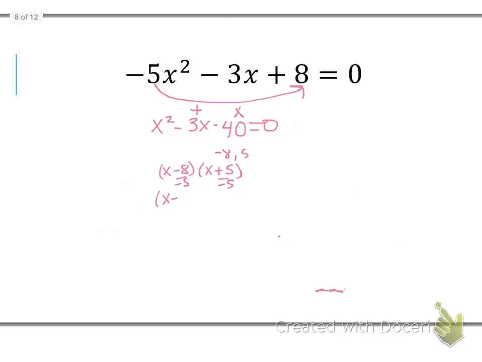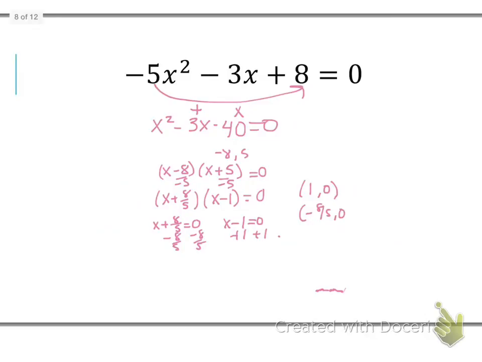2 negatives make a positive, so this becomes 8 over 5. And this becomes x minus 1. It's still set equal to 0. So we got to set these both equal to 0, so x plus 8 over 5 equals 0, x minus 1 equals 0. So we'd add 1. So our first one is going to be 1, 0. We subtract 8 over 5. So our second one is negative 8 over 5, 0.